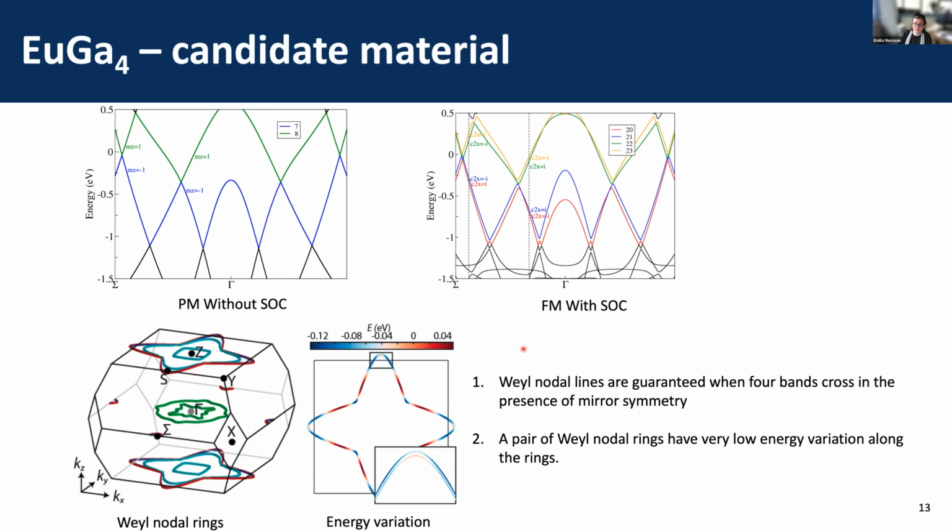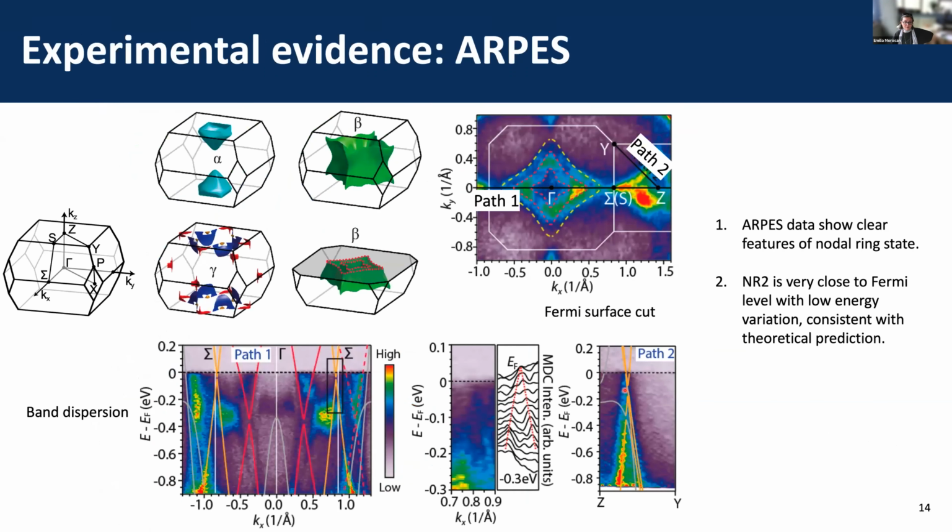And these are guaranteed by the band crossings in the presence of mirror symmetry, where one particular set of Weyl nodal rings has very low energy variation. This is confirmed, or all of this is confirmed, by the ARPES data.